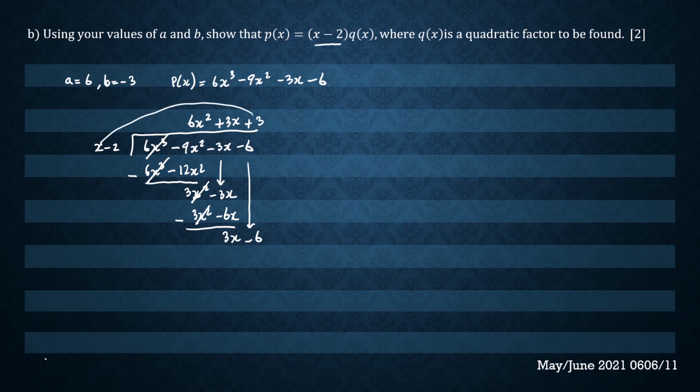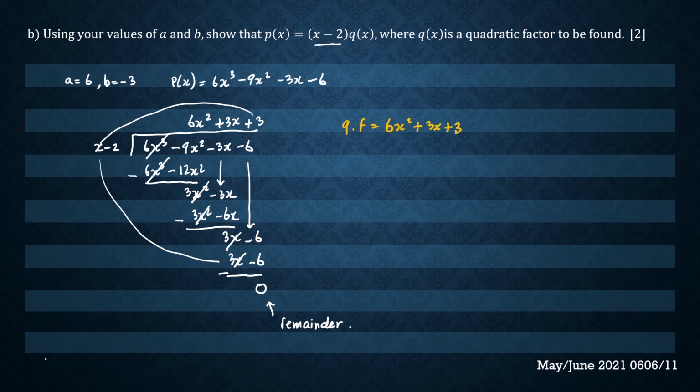3 times x is 3x. 3 times -2 is -6. And when we subtract, 3x minus 3x is 0. -6 plus 6 is 0. So this is our remainder, as expected. So the quadratic factor we wanted to find is 6x squared plus 3x plus 3. Let's go to part C.